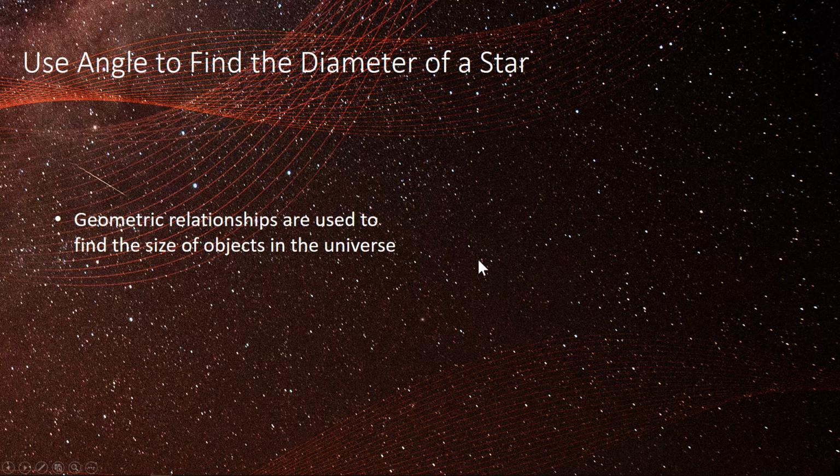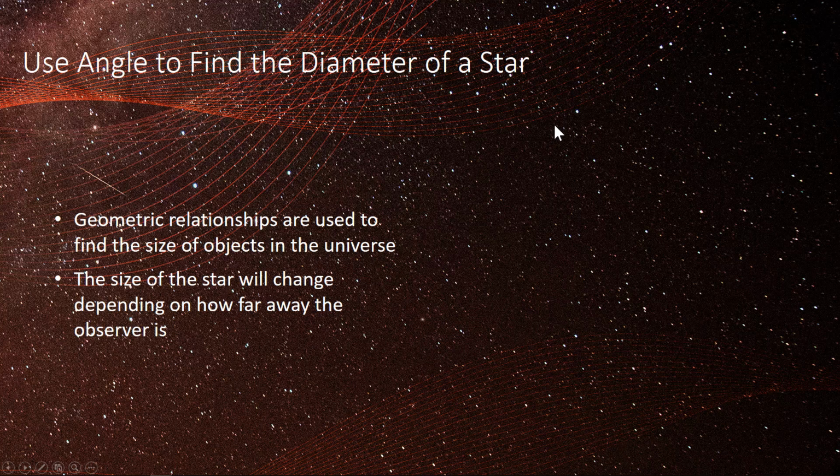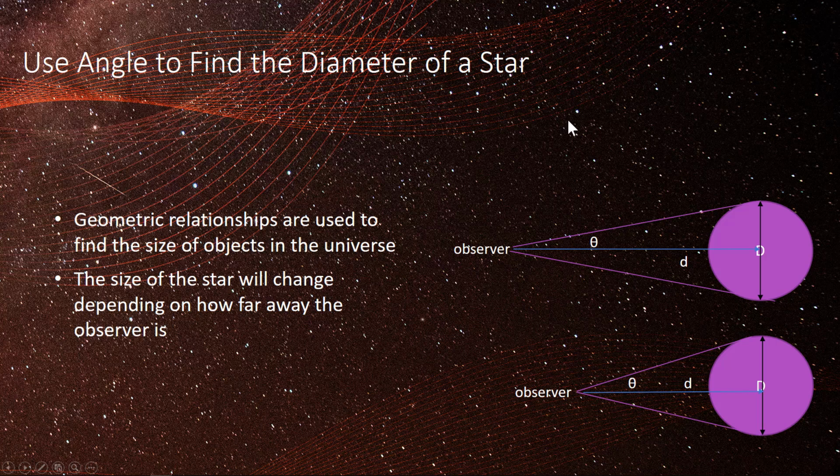To study the diameter of the star, the size of that star, we are going to use geometric relationships. So we can look at a star and measure out an angle, and based on how far away we are, we can use geometry in order to determine the size of the star. We've set the computer program to do the geometry for you.